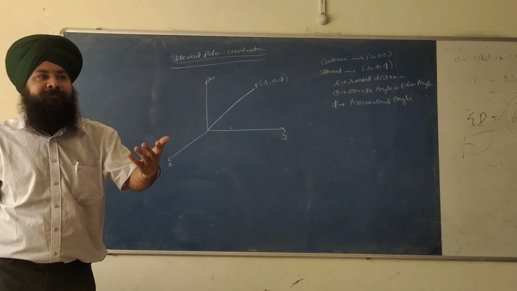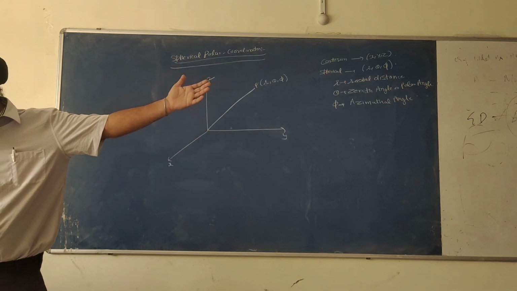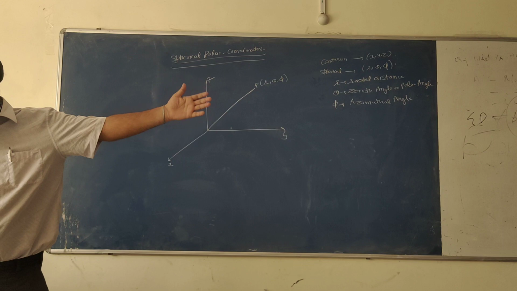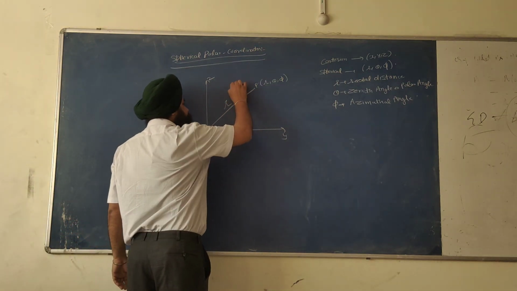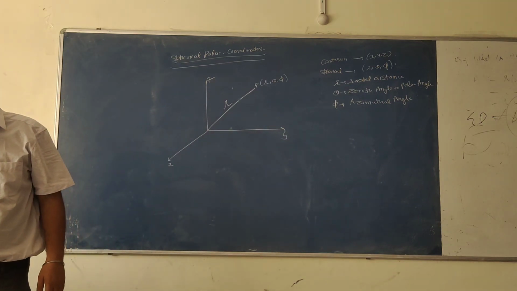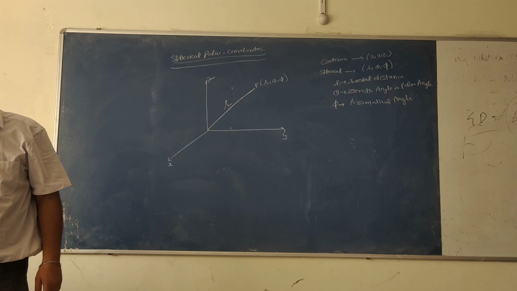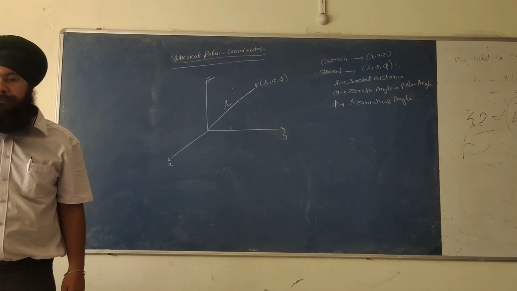Should we start? Yes, okay. So let us say we have this point P with the coordinates r, theta and phi, and this is r. This r is called a radial distance. Please write, first of all, one line. Consider a point P in space.